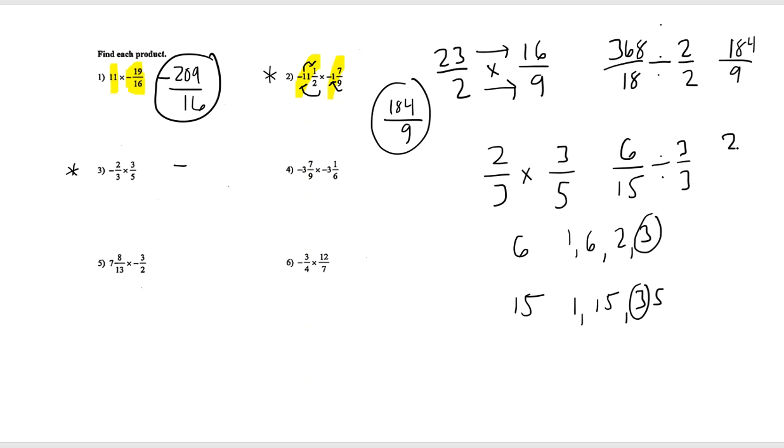So 6 divided by 3 is 2. 15 divided by 3 is 5, 2/5. And then a positive divided by a negative is a negative answer. So negative 2/5 would be our final answer.